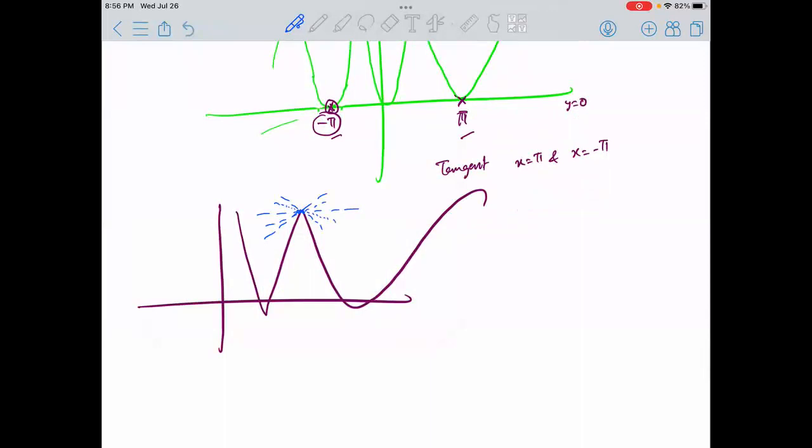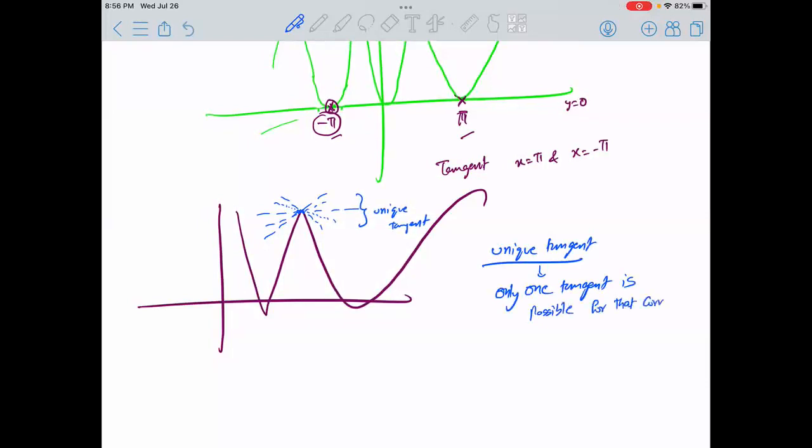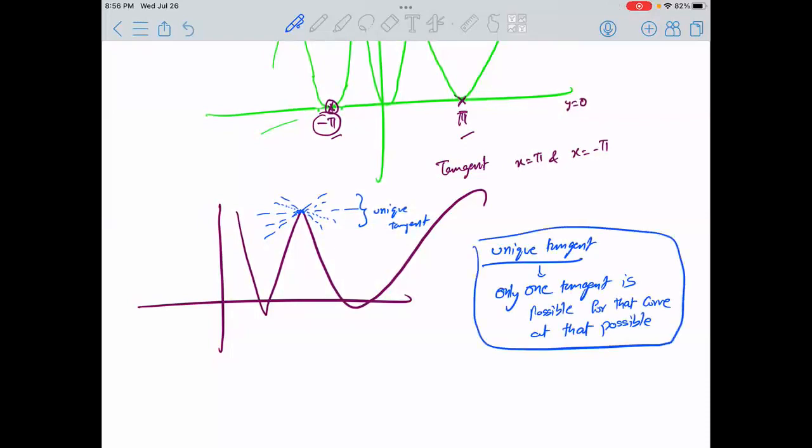Look, this is not a unique tangent. Unique tangent, in the sense, means only one tangent is possible for that curve at that point. Clear? Yes, sir. That's why I explained the concept of differentiability here.